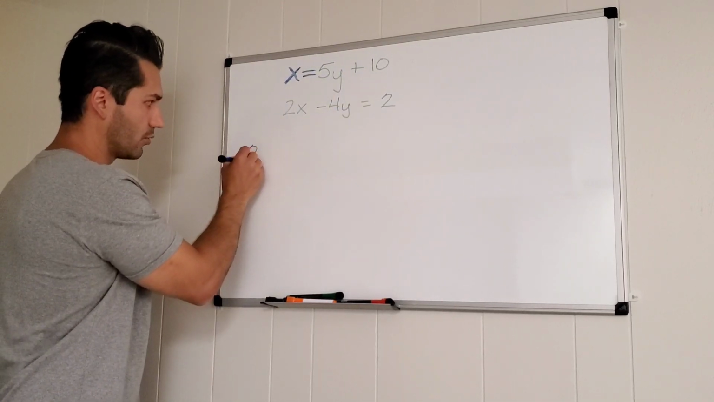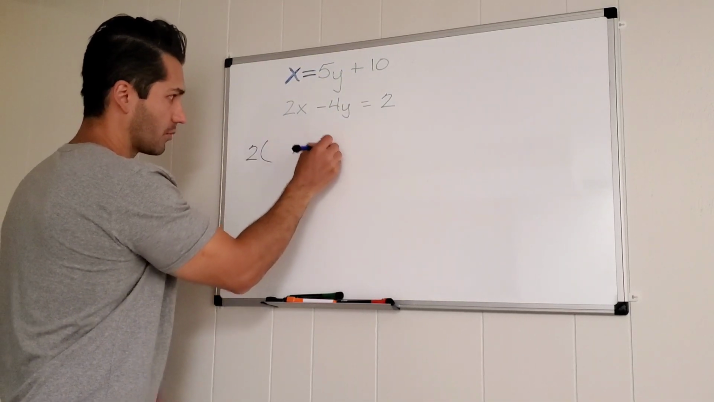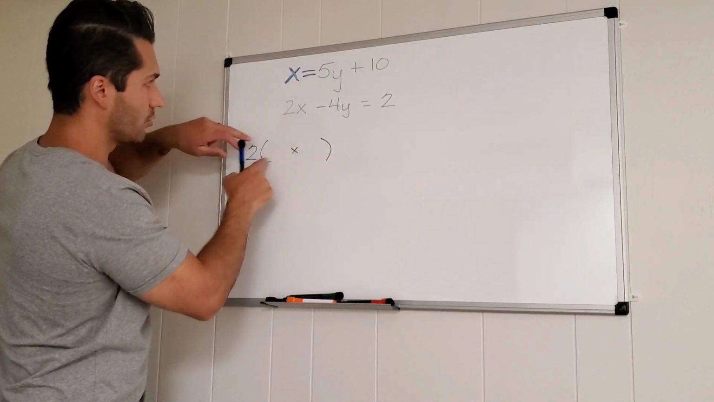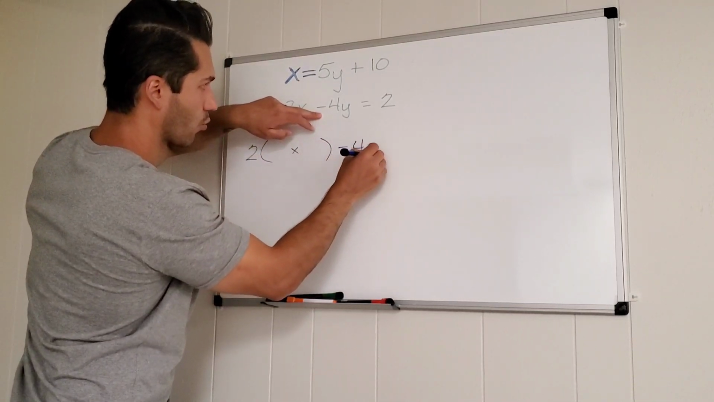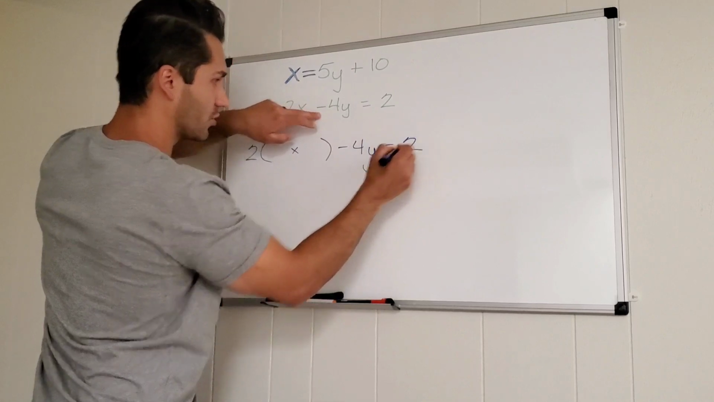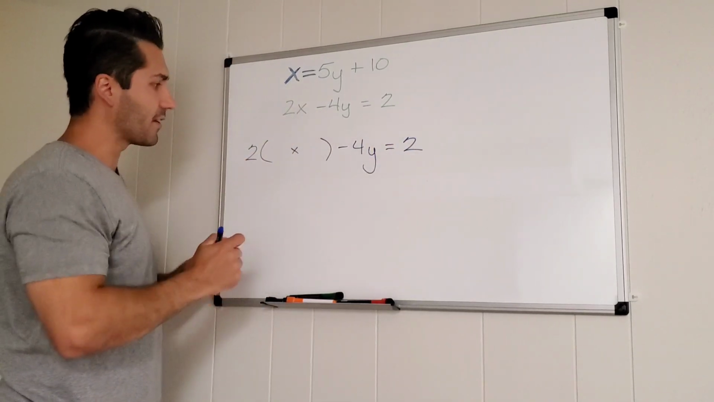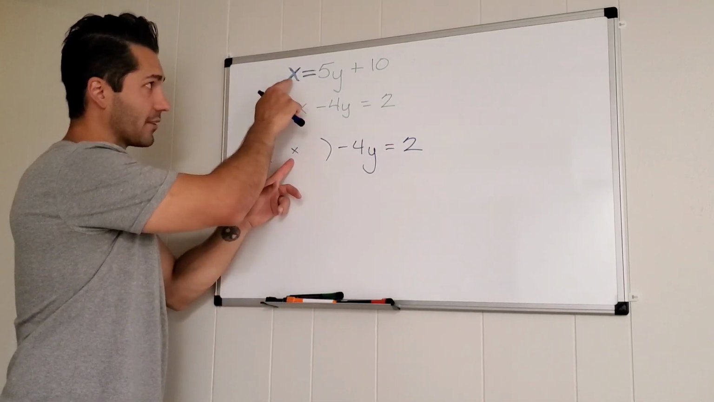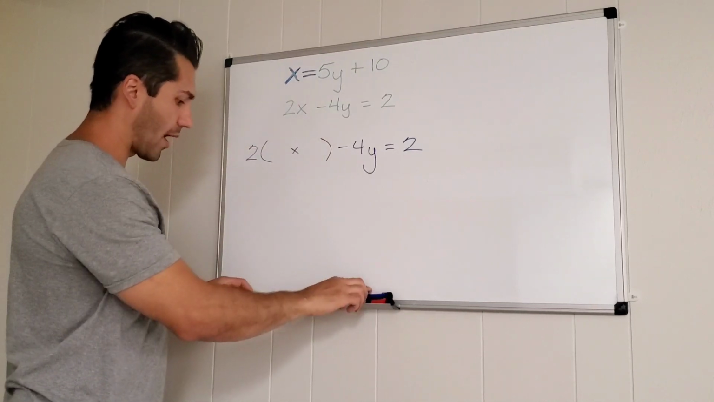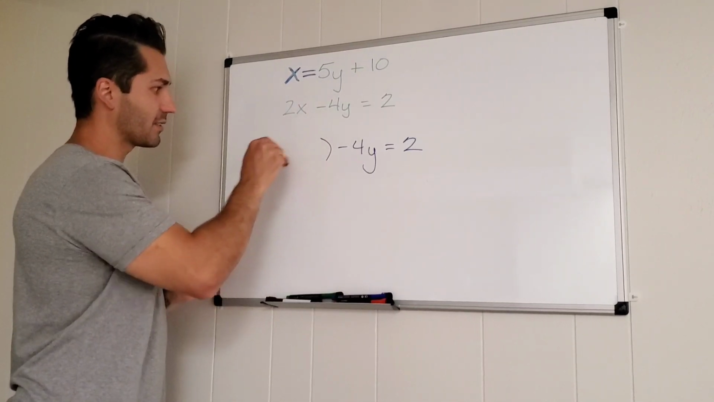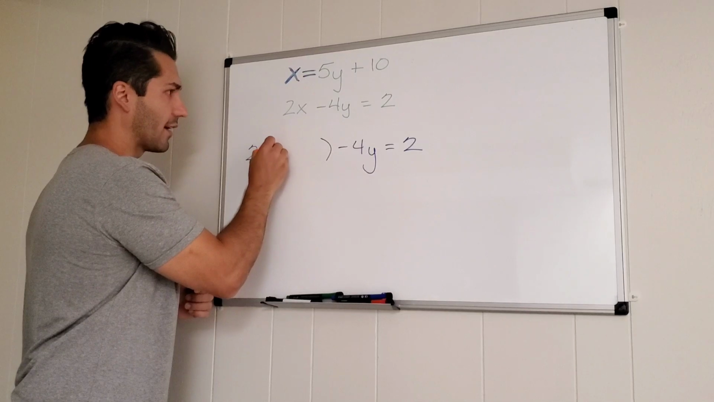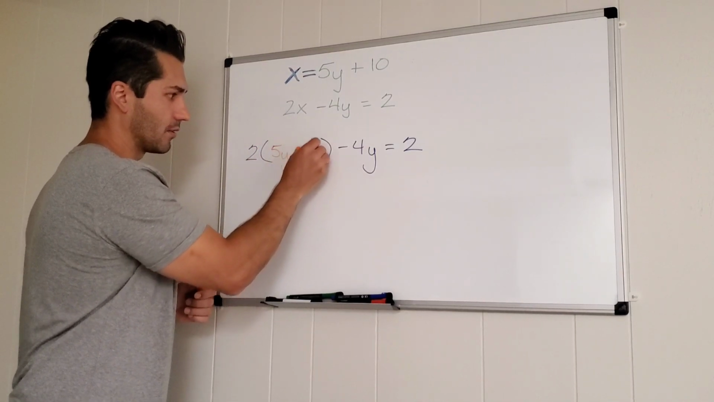So I'm going to write 2x. I'm just going to write this equation. 2x minus 4y equals 2. And the key is, I know what x equals. It says it right here. x equals 5y plus 10. So I'm going to take away that x and put that 5y plus 10 in here.